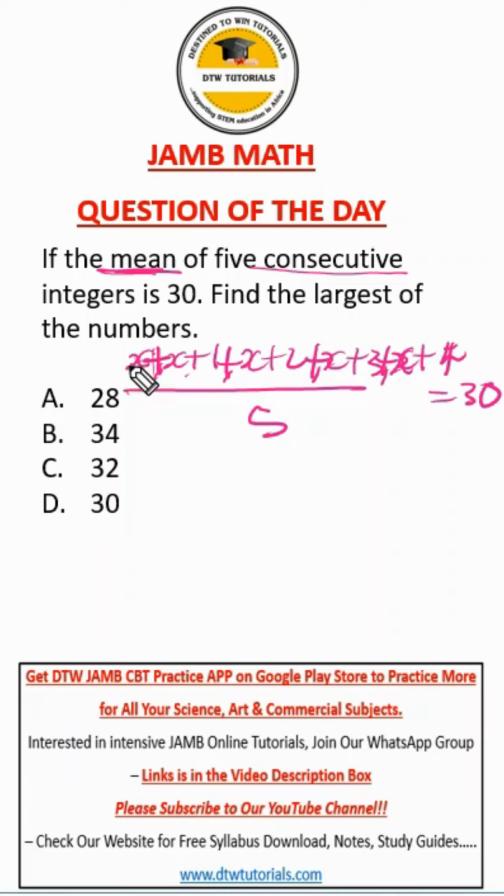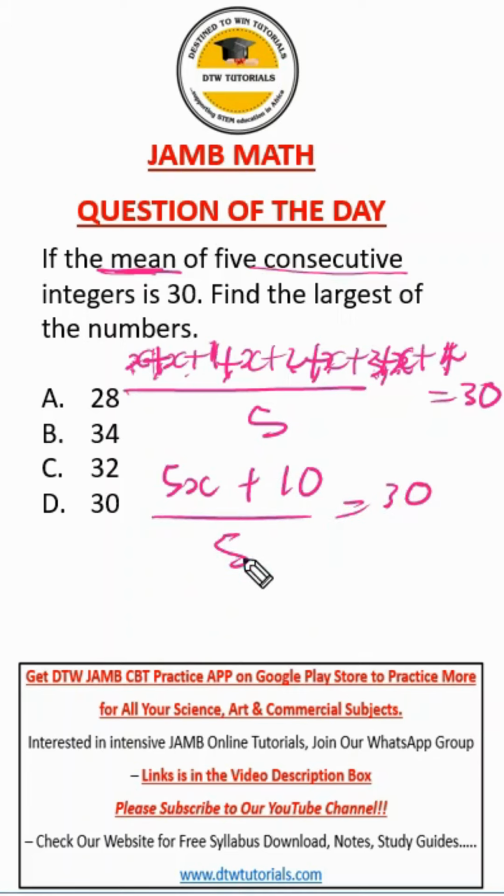So let us add the x and the numbers. How many x do we have here? We have 1, 2, 3, 4, 5. So that's 5x plus, we have 1 plus 2, 3, plus 3, 6, and plus 4, 10. So that's 5x plus 10 over 5 equal to 30. So we cross multiply. 5 times 30 is going to give us 150, so 5x plus 10 equals 150. We take 10 to the other side.